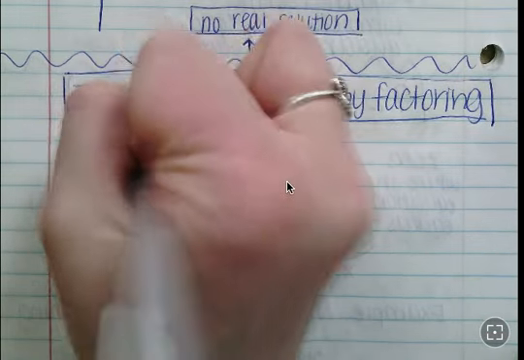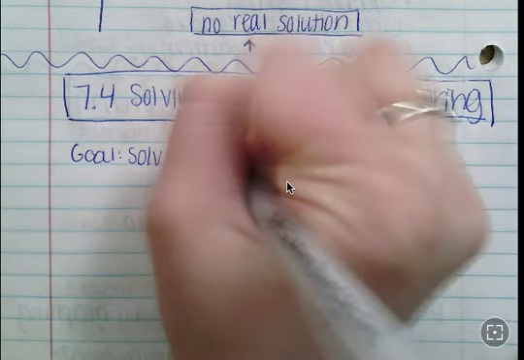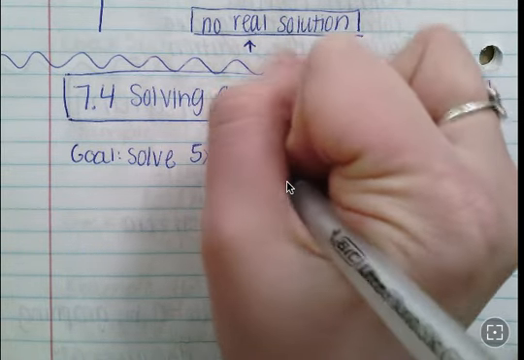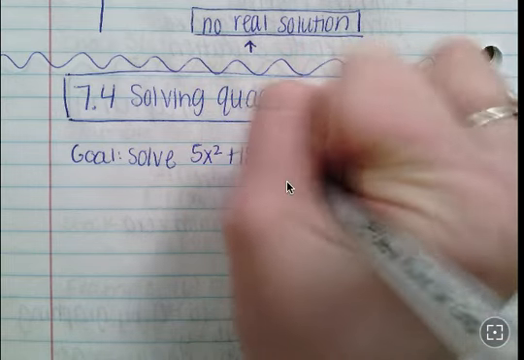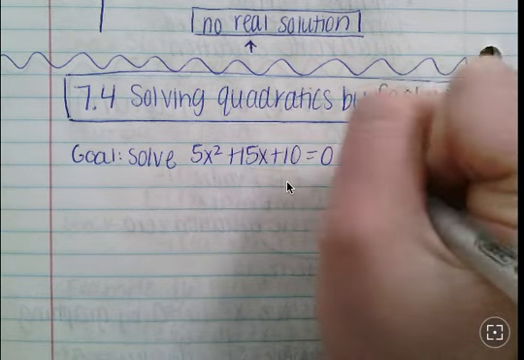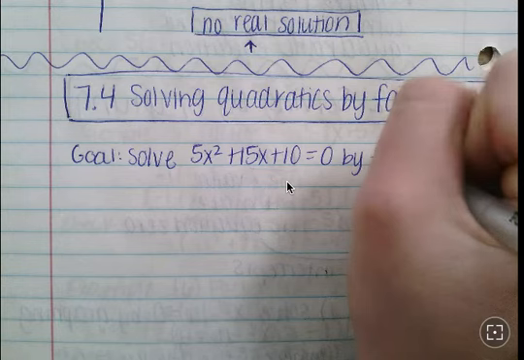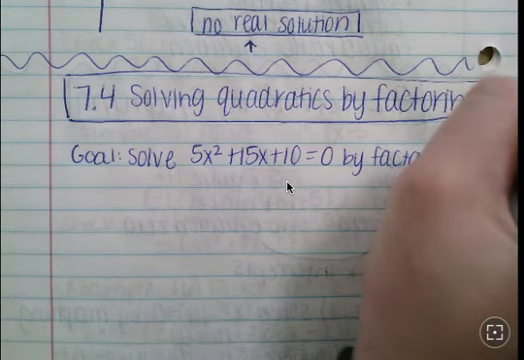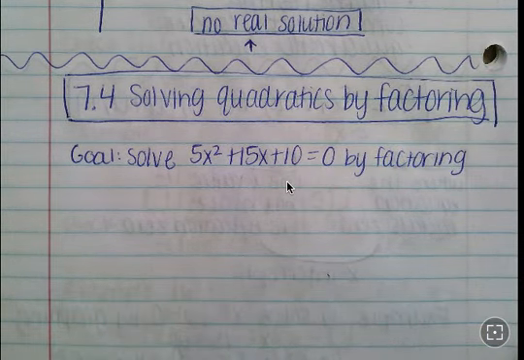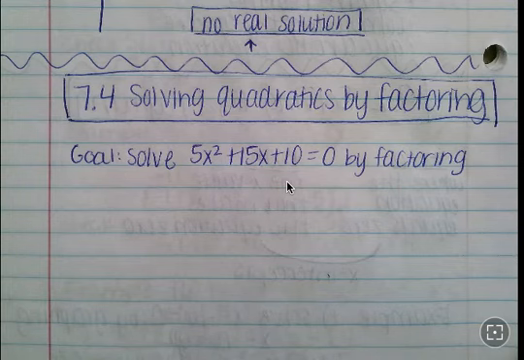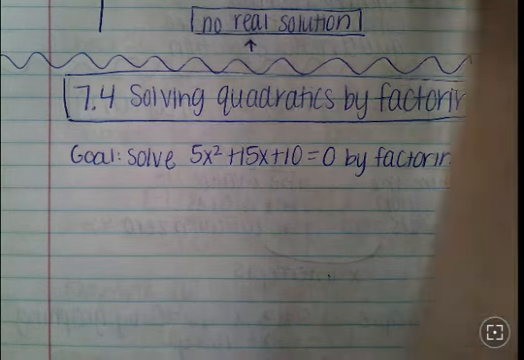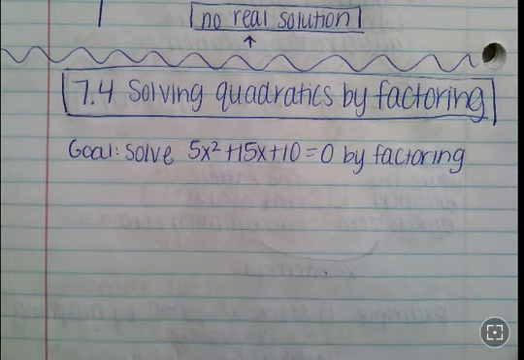And so the goal here, let's talk about the goal of this section. The goal is to be able to solve a problem like 5x squared plus 15x plus 10 equals 0 by factoring, okay? Now these all can be solved by graphing as well, but if I specifically tell you that you need to factor, then you're not going to get points if you decide to graph instead, okay? So that's the goal of this. In fact, that's going to be our last example today, all right?